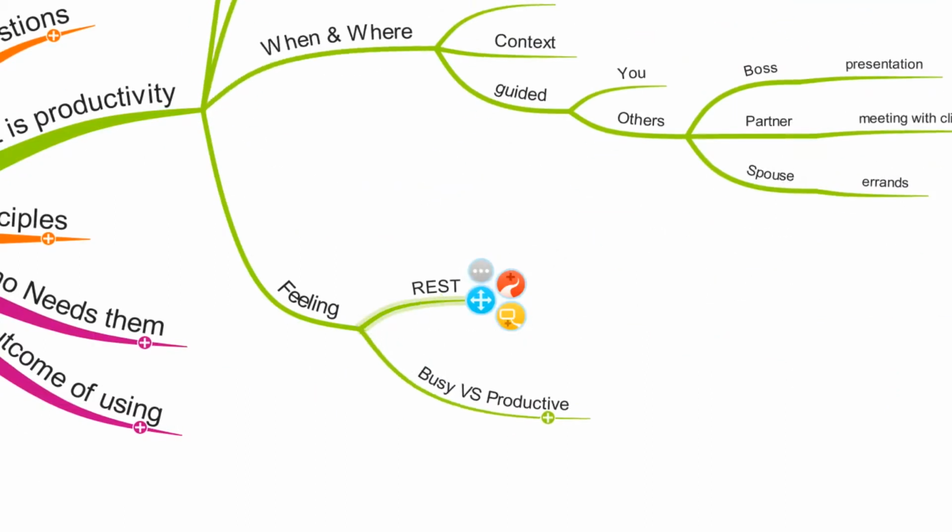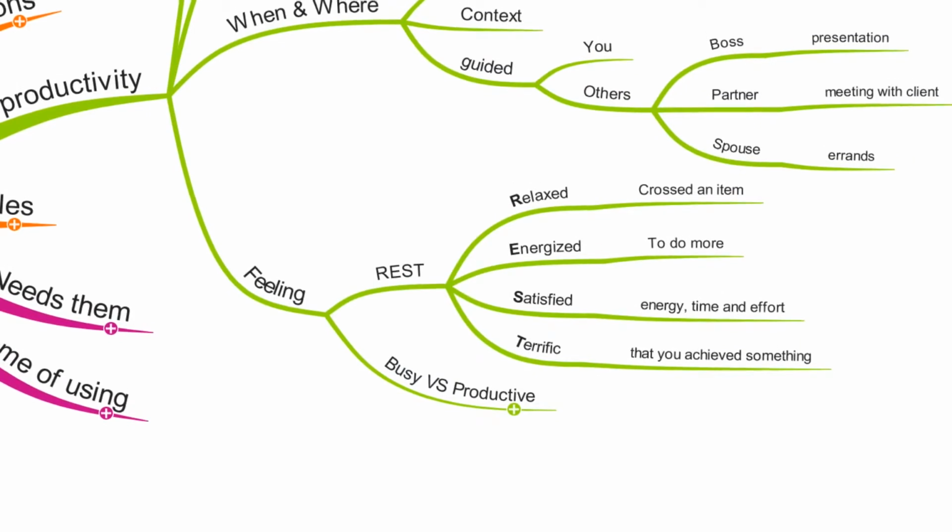REST is an acronym for relaxed, energized, satisfied, and terrific. So by doing the things you need to do when and where you see best fit, will make you more relaxed by crossing that item, will make you energized to do more, will make you satisfied for the time, energy, and effort paid, and you'll feel terrific that you achieved something.